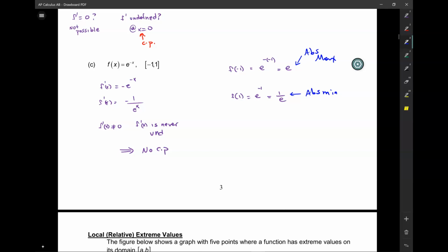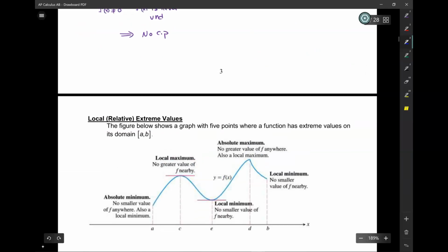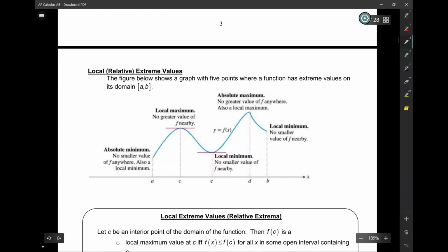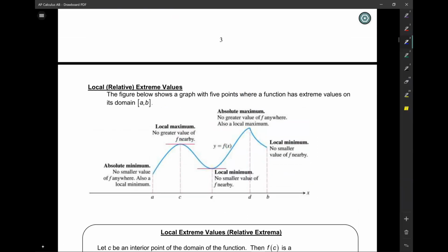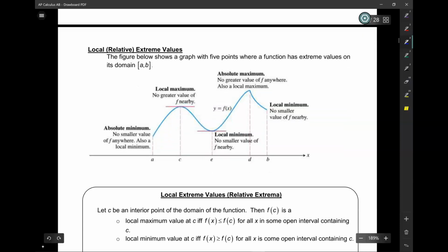Okay, now let's do relative extrema. This is what you guys were asking about before. We either call them local extreme values or relative extreme values. They mean the same, right? So the figure below shows a graph with 5 points where there are extreme values. Extreme values are either maxima or minima. Okay? So look at this one.